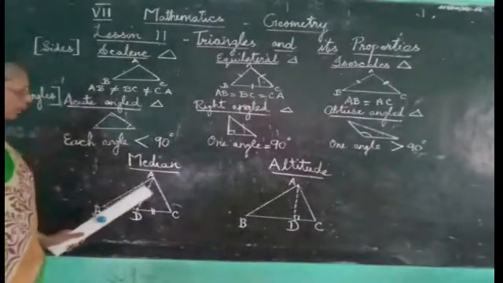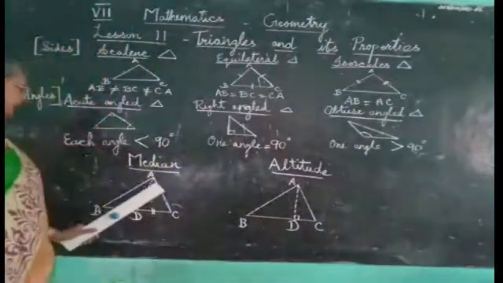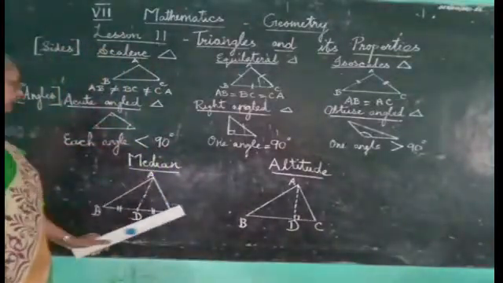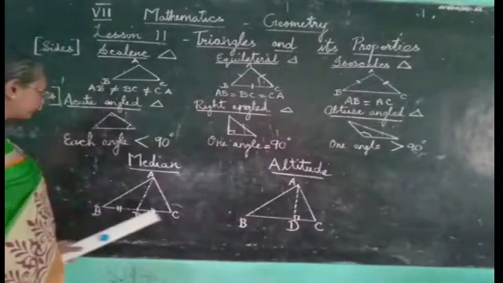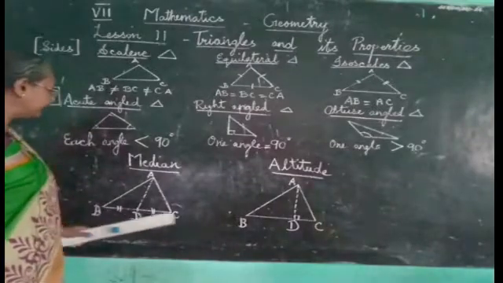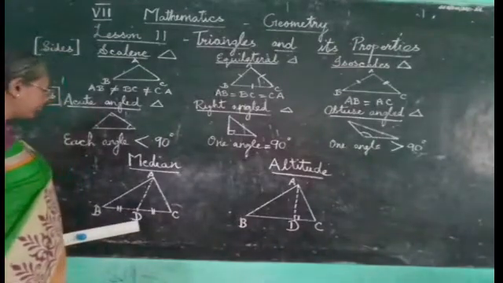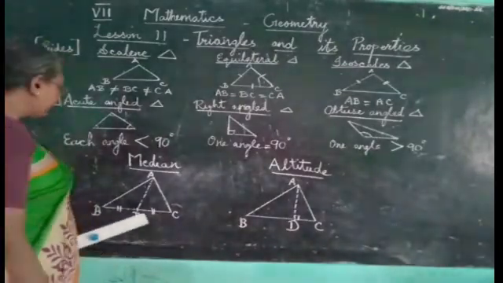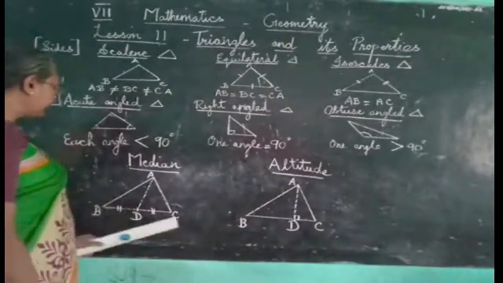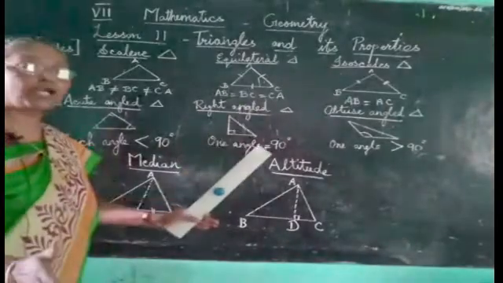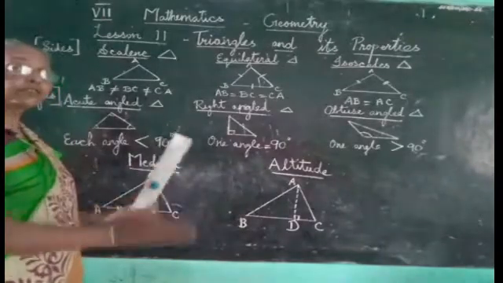Now we will see about median and altitude of triangles. What is a median? Suppose I take triangle ABC and D is the midpoint of the base, this BC is called the base of the triangle. What do you mean by midpoint? It is such a point that divides the line segment BC into 2 equal halves. D is a point which divides BC into 2 equal halves.